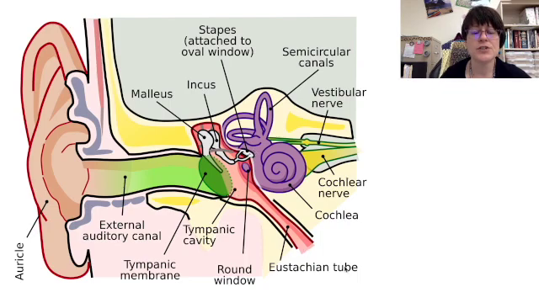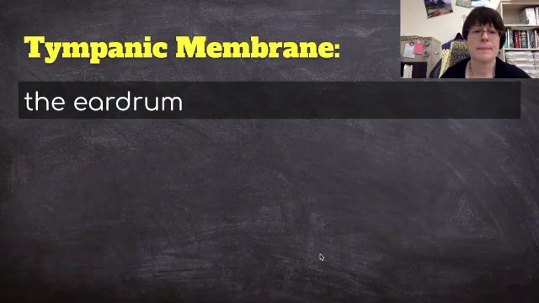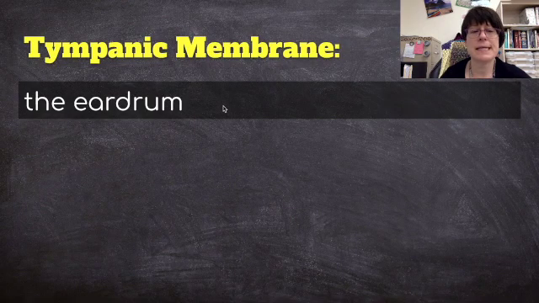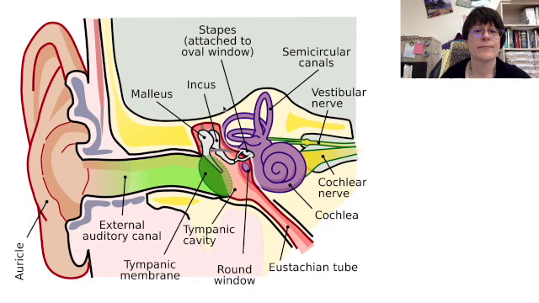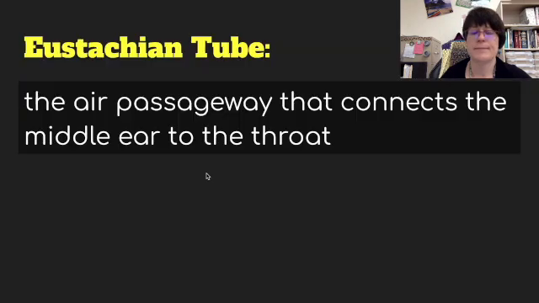And the eustachian tube here, this is to equalize pressure. Okay, it goes down to your throat, and if you get an ear infection, it's because there are bacteria that go up through this eustachian tube and will cause pressure on the tympanic membrane, causing a great deal of pain. So the tympanic membrane is the eardrum, right here. And the eustachian tube is the air passageway that connects the middle ear to the throat.